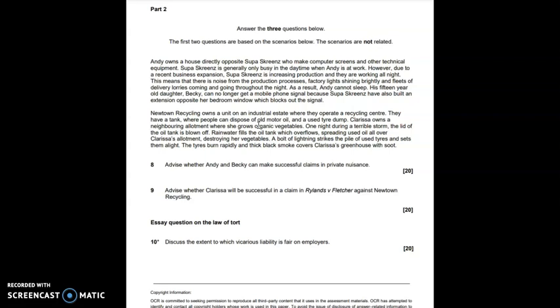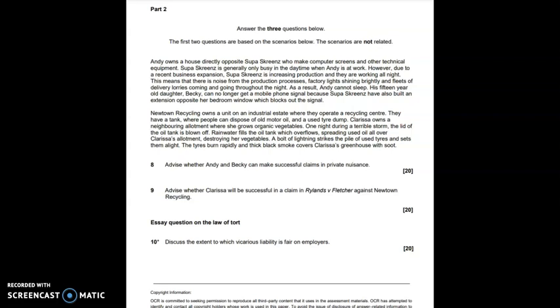And although there's a public benefit derived from this recycling facility, the activity may be seen as bringing with it a potential level of danger to merit it as a non-natural use, which overrides any public benefit. And you would need to talk about the damage to Clarissa's greenhouse and also the potential defences to this claim as well. The greenhouse is the kind of damage which can be claimed for. It's reasonably foreseeable type of loss.